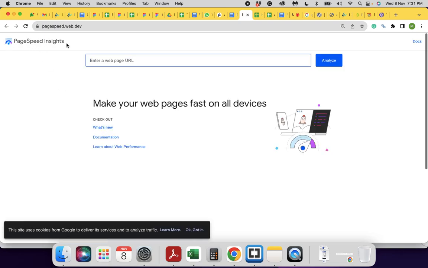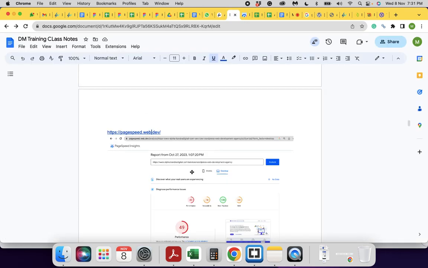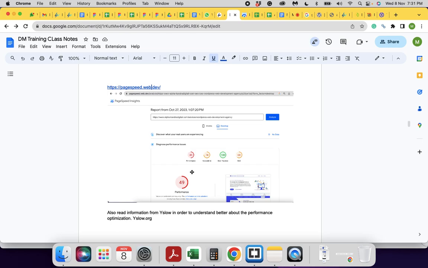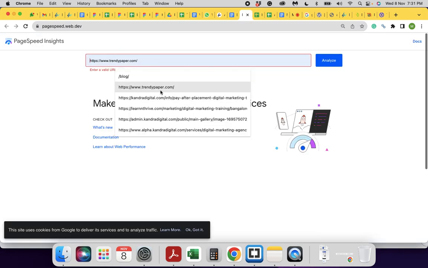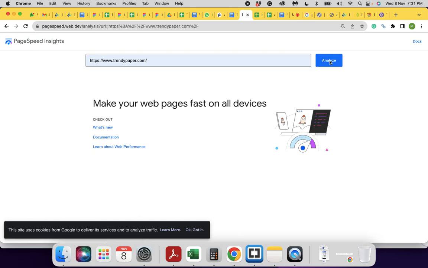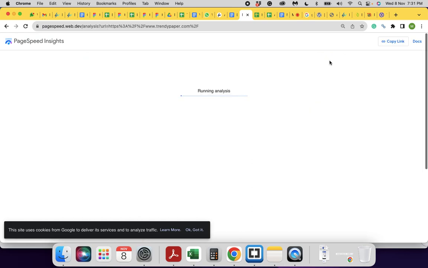Google PageSpeed Insights is from Google. It is to check the speed of the website. You can see here the performance, accessibility, and a couple of other metrics. If you put any URL here and just click on analyze, it gets you all the details around it.